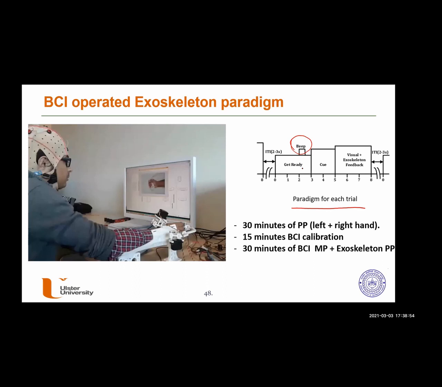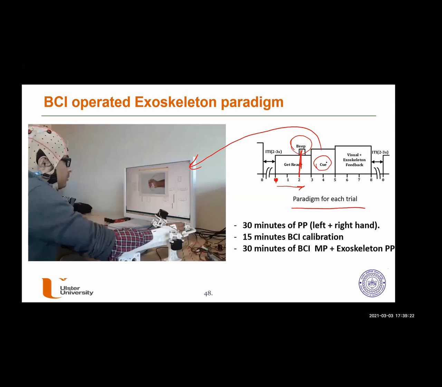Now you should note the time scale. So this is 0 seconds. At 1 to 2 seconds there is a beep sound which says get ready. Then the cue is shown. The cue is a visual cue which is shown here. The hand is closed or the hand is open, or it's do nothing, and it's randomly changed so that you can't bluff. Otherwise, if it's always open, close, the person will go to sleep after some time. Okay, so in order to get the person's attention, this is randomly switched.